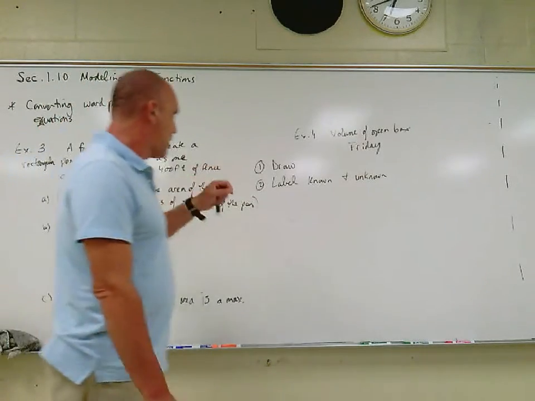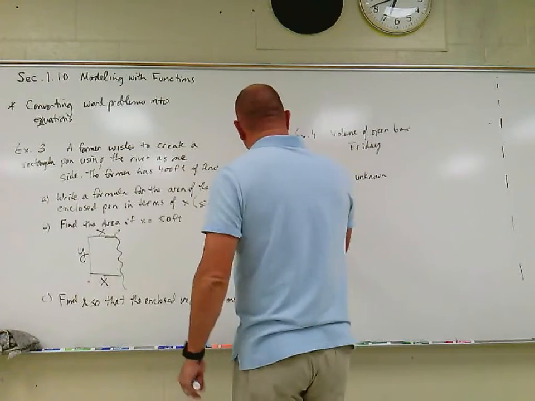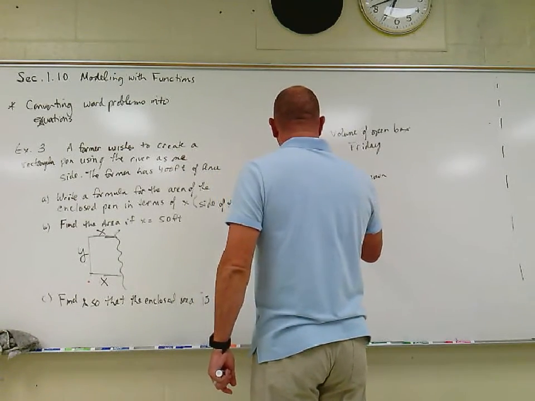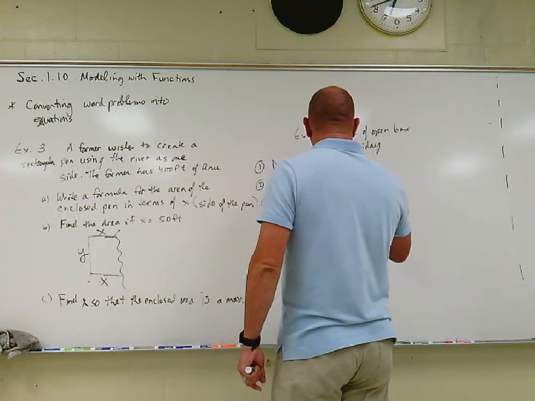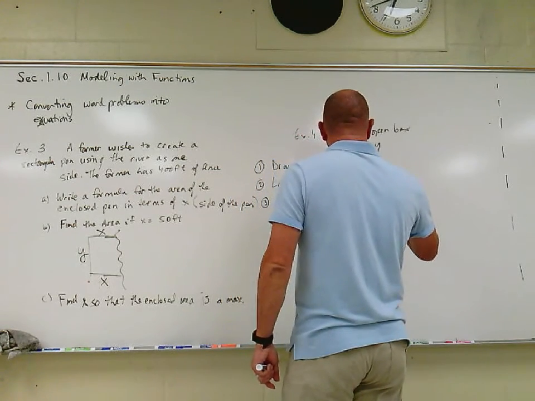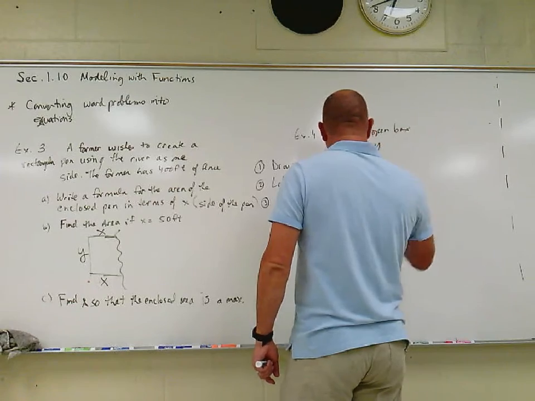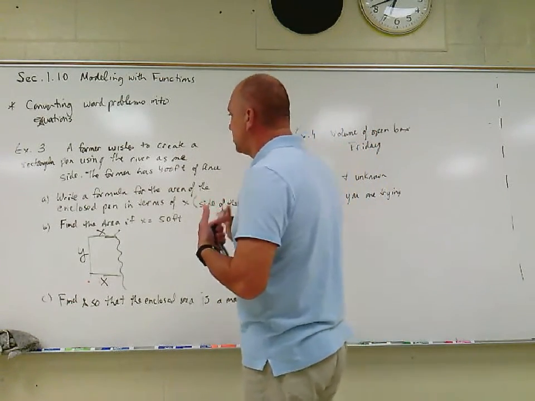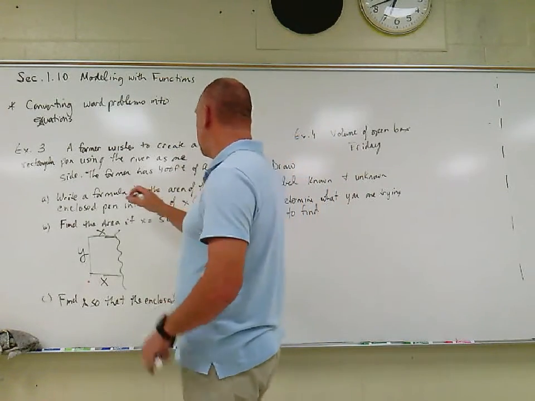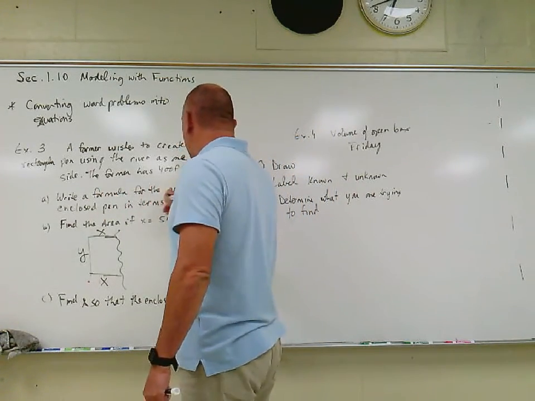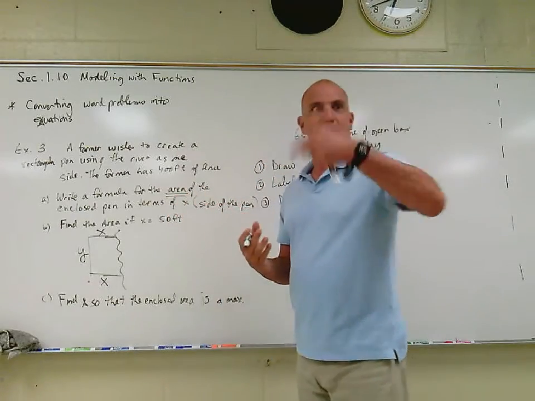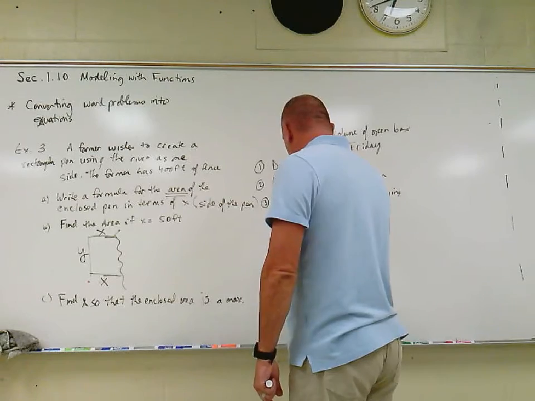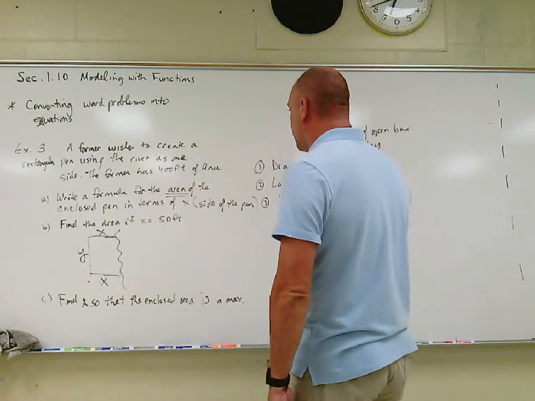So I've done that. The next thing I'm going to do is determine what you are trying to find. What is it that we're trying to find? Well, in this case, it says that we want to write a formula for area. Now that helps me define my variables. So now we know we need an area, and we need to know what x is.